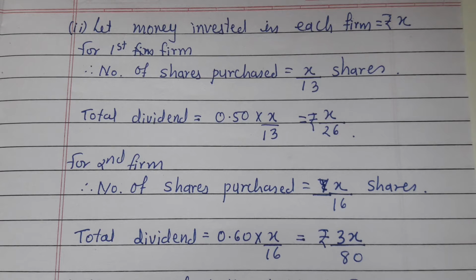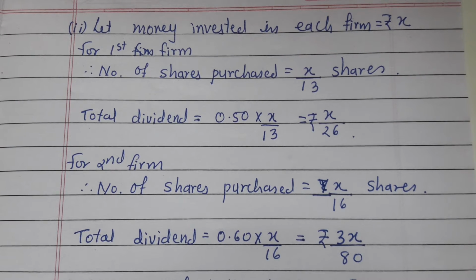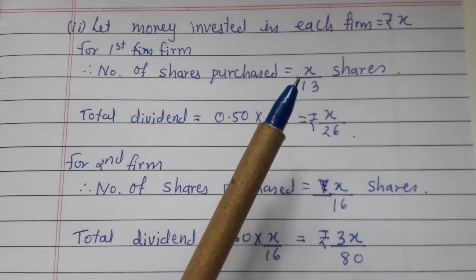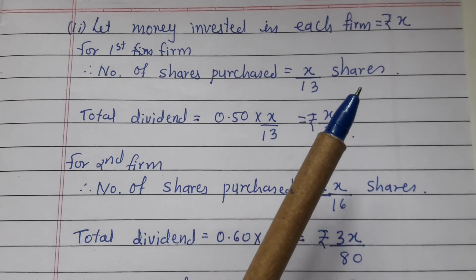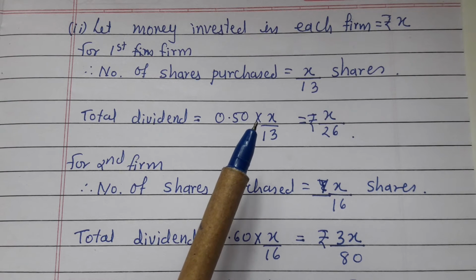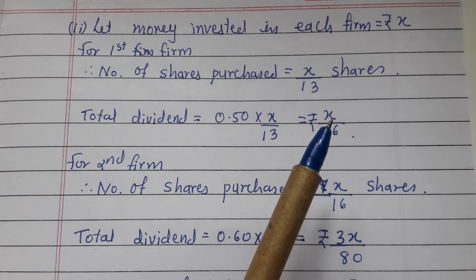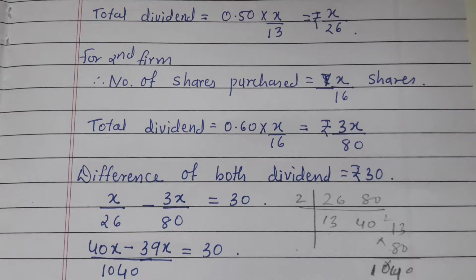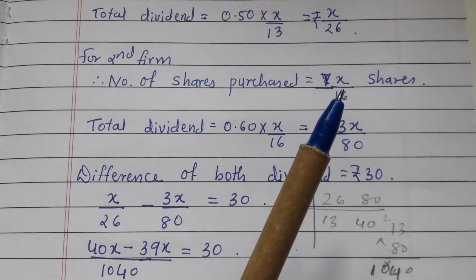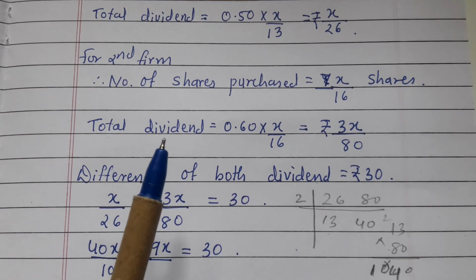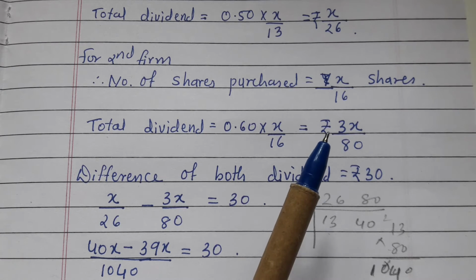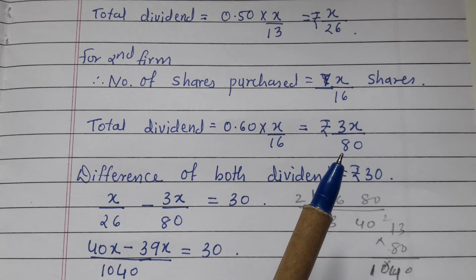Second part, let money invested in each firm be rupees X. From first firm, the number of shares purchased is equal to X upon 13 shares. Total dividend 0.50 into X upon 13, that is equal to rupees X upon 26. Second firm, number of shares purchased is equal to X upon 16 shares. Total dividend 0.60 into X upon 16, that is equal to rupees 3X upon 80.